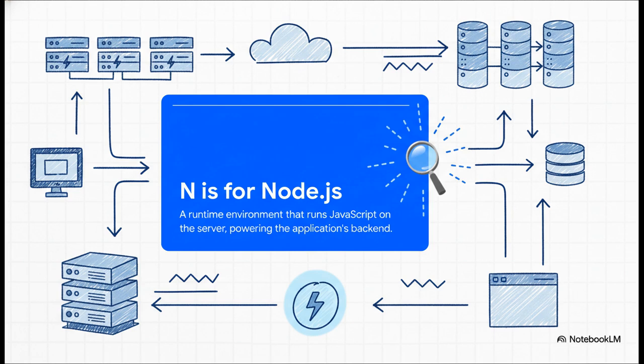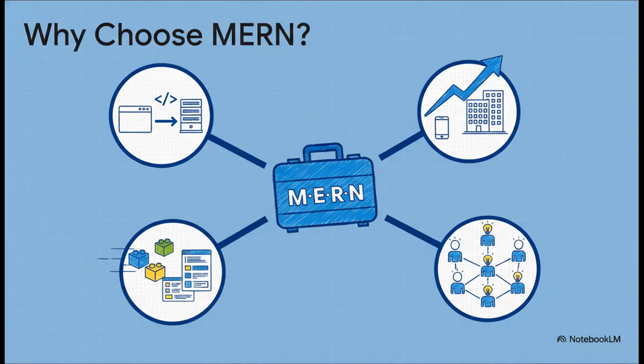And finally, the N, that's for Node.js, and this is the engine that makes the whole backend purr. Node.js is the revolutionary tech that took JavaScript out of the web browser and put it onto the server. It's what allows Express to run and what makes it possible for the entire application to be powered by just one language. So, what does this all mean for you, the developer?